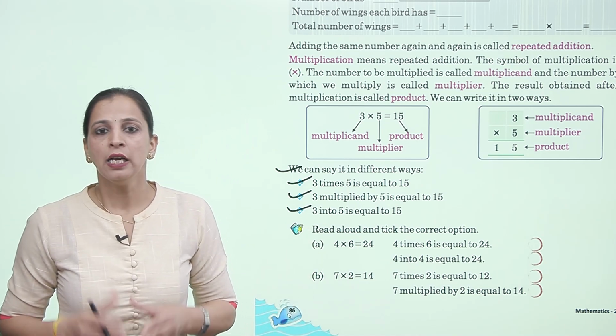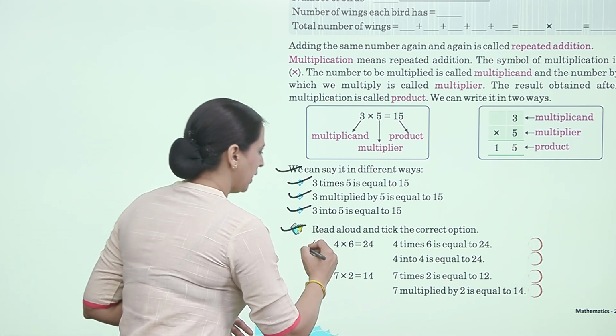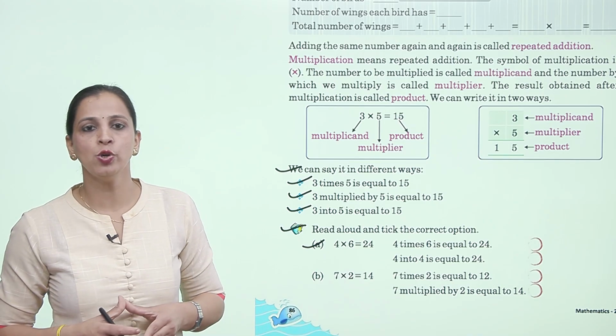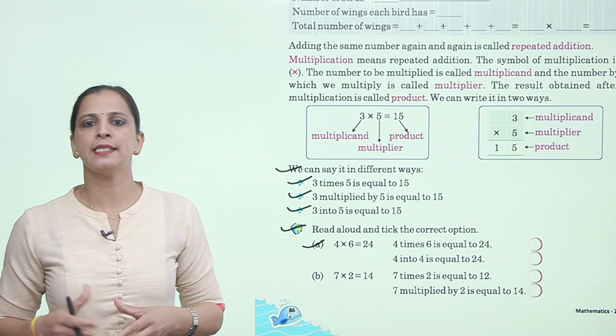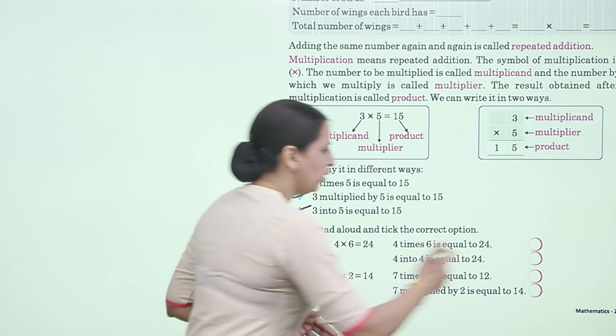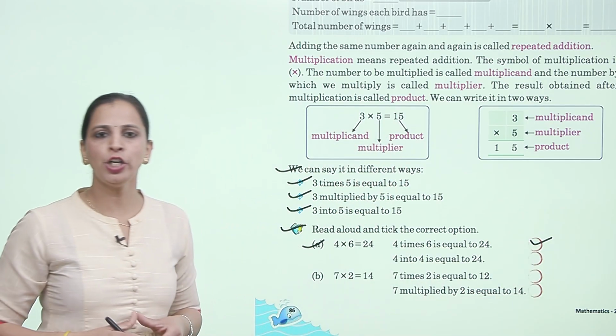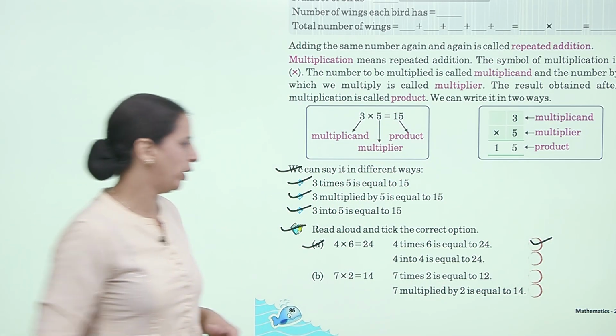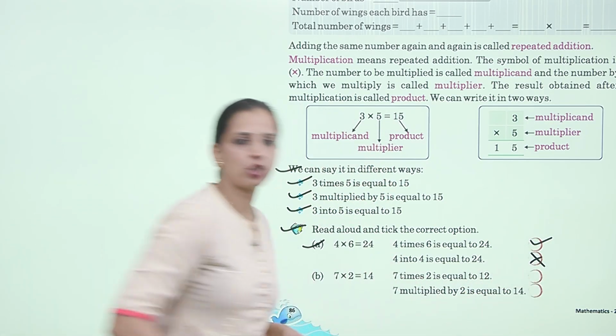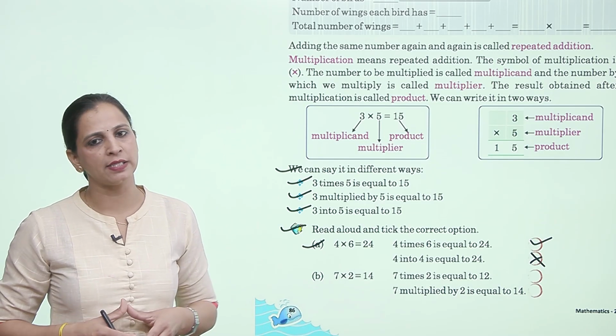Read aloud and tick the correct option. A part. 4 into 6 is equals to 24. 4 times 6 is equals to 24. Yes. 4 into 4 is equals to 24. No, it's wrong. तो बच्चों सेम मेथड को यूज करते हुए बाकी के पार्ट्स आप खुद ट्राई करेंगे.